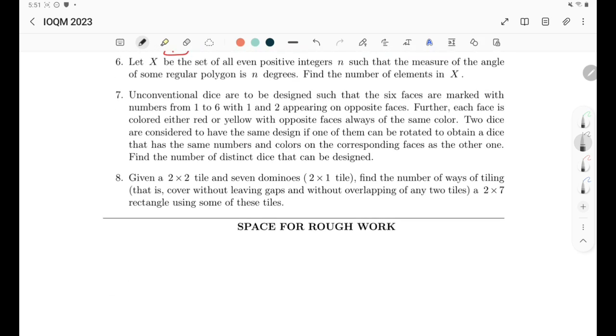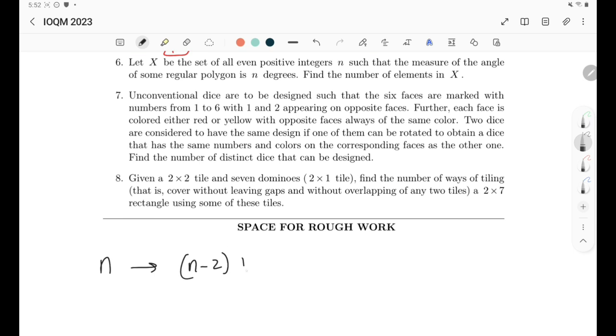We can do it right here. So let's say we have an n-gon, a regular n-gon. What is the sum of the angles? This is a very well known thing. It's just n minus 2 times 180. So if you want to find a single angle, you just need to divide it by n. Since it's regular, each angle is equal. So now what they're asking us is that we want this thing to be an even integer.